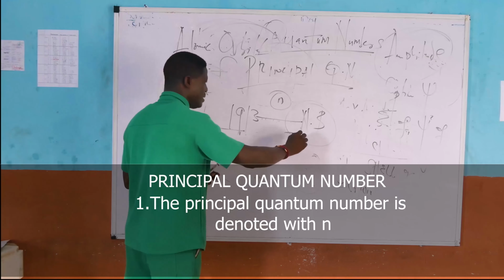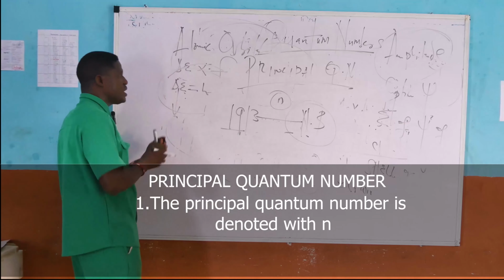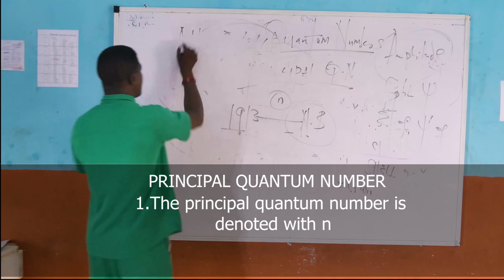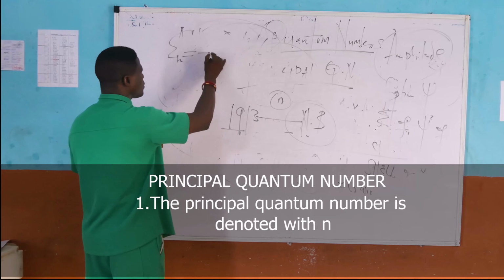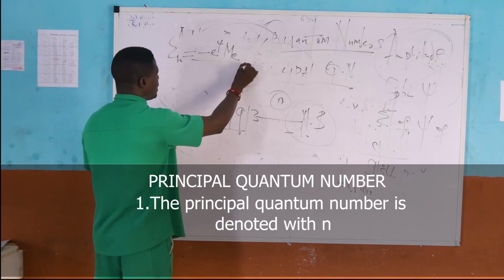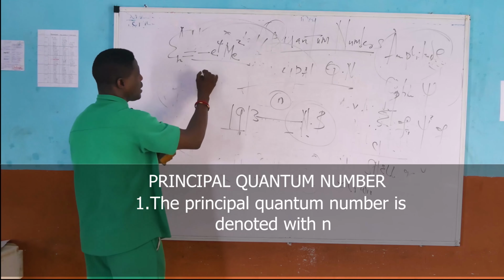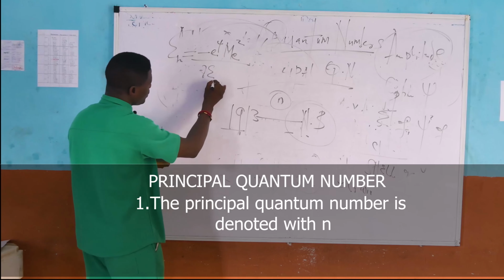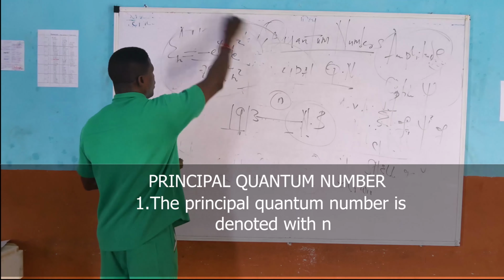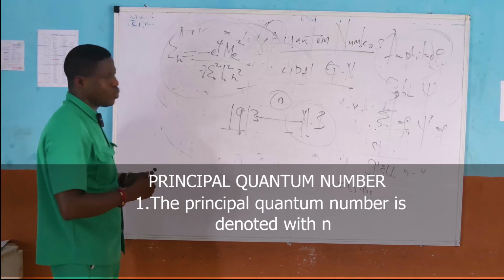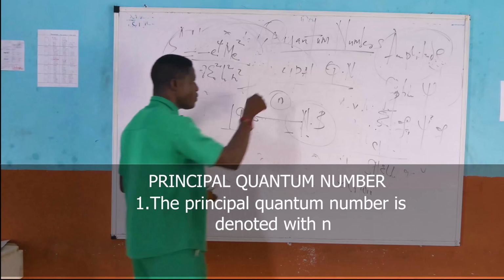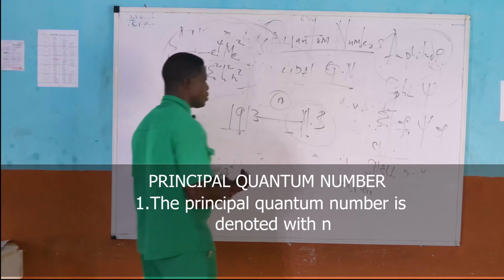year 1913 from his energy equation, which is given mathematically as En = -e^4 m_e / (8 ε0² h² n²). This is called Niels Bohr's energy equation. It was from this particular equation that what is today called the principal quantum number was discovered. So please take note of that.